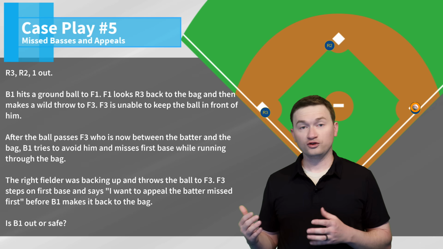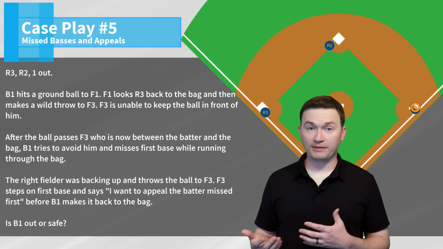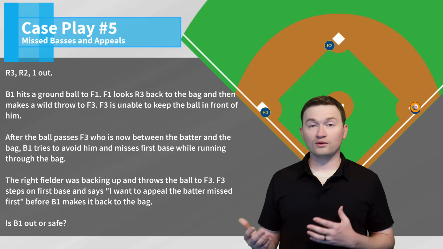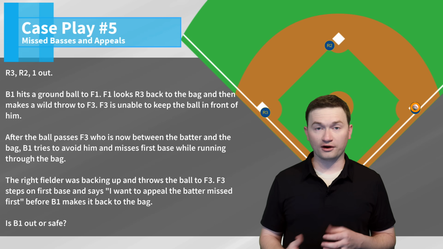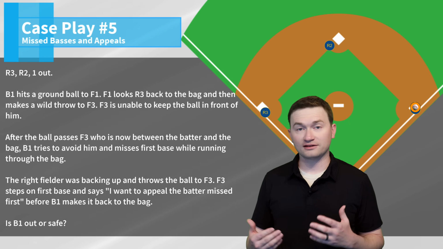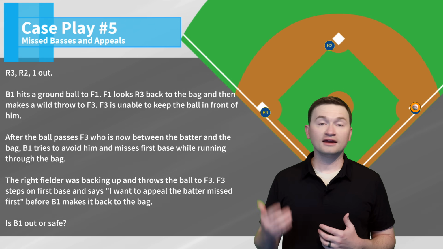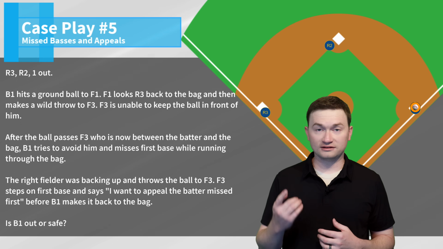Our batter runner, to avoid making contact with them, had to go around them and miss the bag. With obstruction, we can rule that a bag would have been touched had the obstruction not occurred. So in this scenario, even though the runner hasn't made it back to the bag, the umpire can say he would have touched it had the obstruction not occurred, so our batter runner is safe.